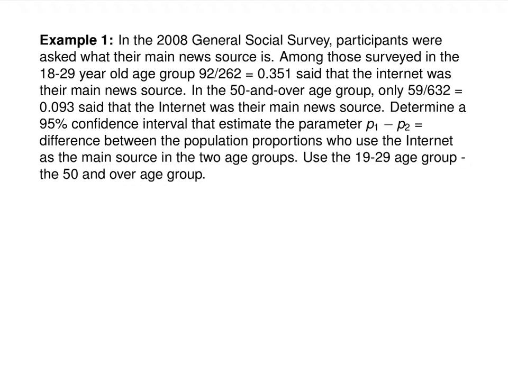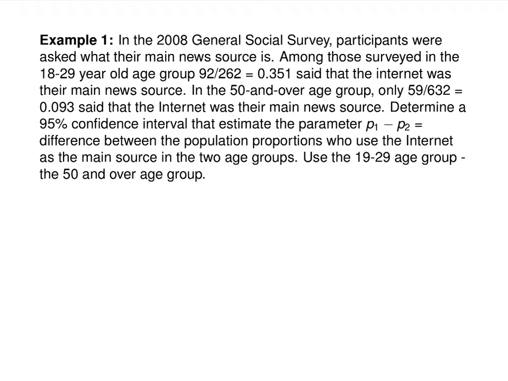In the 2008 General Social Survey, participants were asked what their main news source is. Among those surveyed in the 18 to 29 year age group, 92 out of the 262, or 35%, said the internet was their main news source. In the 50 and over age group, only 59 out of 632, or 9.3%, said the internet was their main news source. We're going to determine a 95% confidence interval that estimates the parameter P1 minus P2, which is the difference between the population proportions who use the internet as the main news source in the two age groups. We're going to use the 18 to 29 age group minus the 50 and over age group.